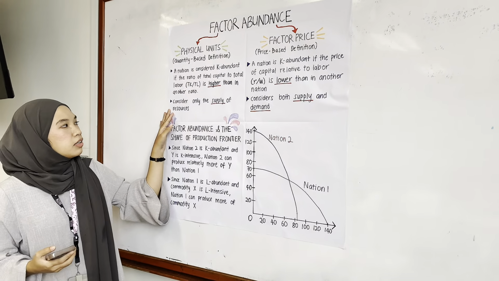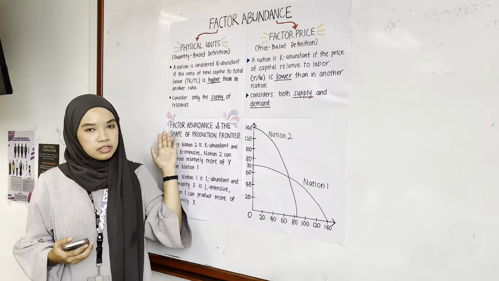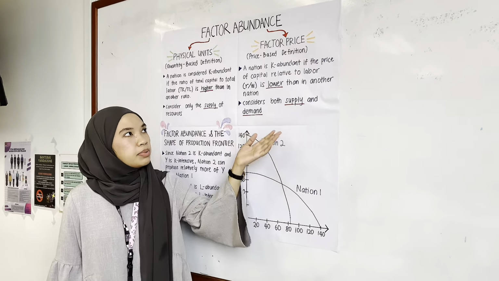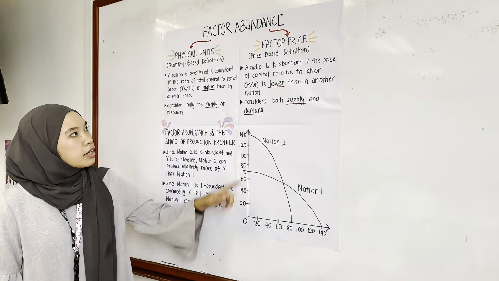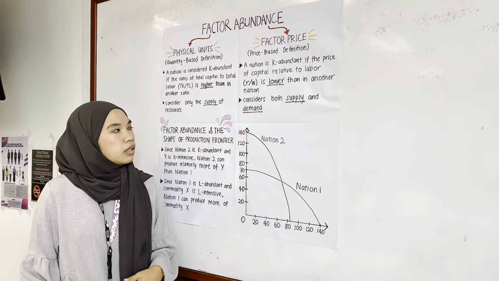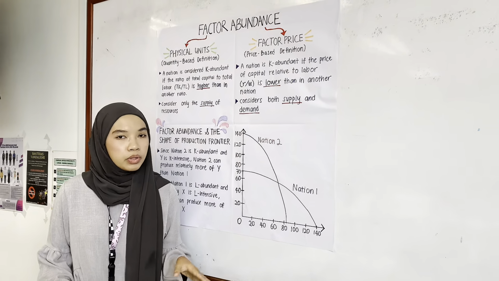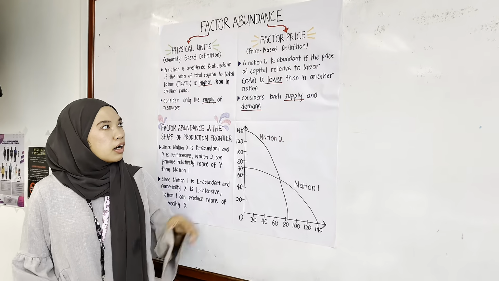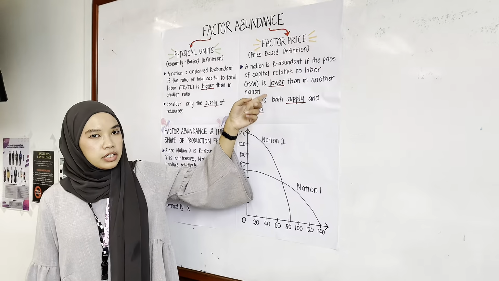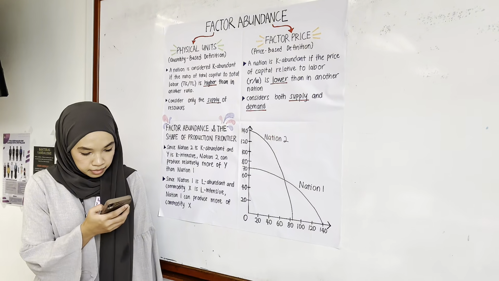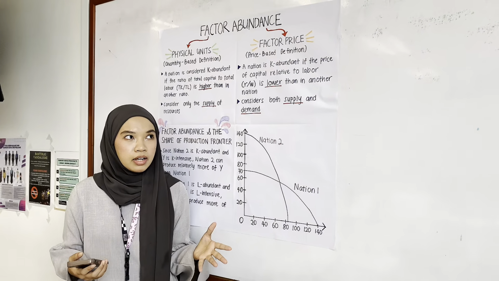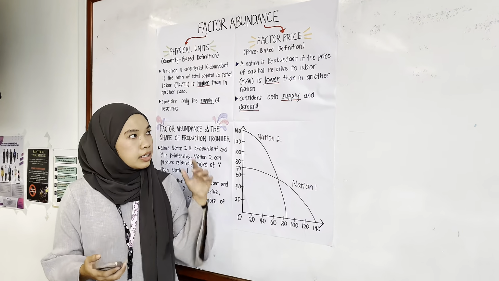And this definition considers only the supply of resources. Okay, next is factor price, which is the price-based definition. A nation is K abundant if the price of capital relative to labor, R/W, is lower than in another nation. R is the interest rate of capital and W is the wage cost. This means that capital is relatively cheaper than in that nation.